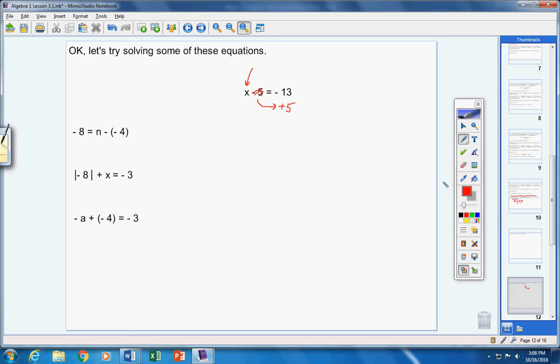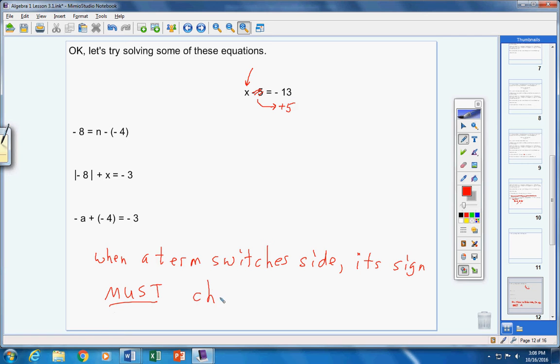That would make a great sentence to write in your notes. Please write this in your notes, would you? Write this in your notes now, please. When a term switches sides, its sign must change. Write that in your notes, please.